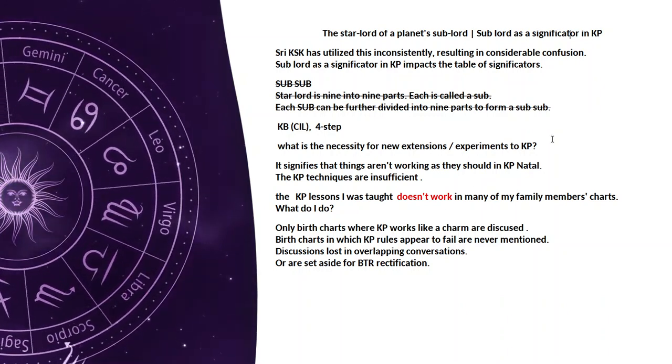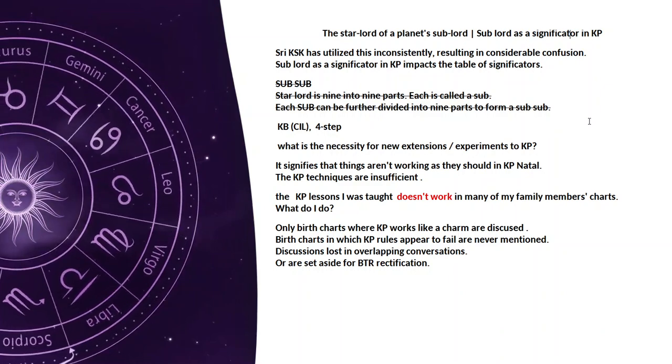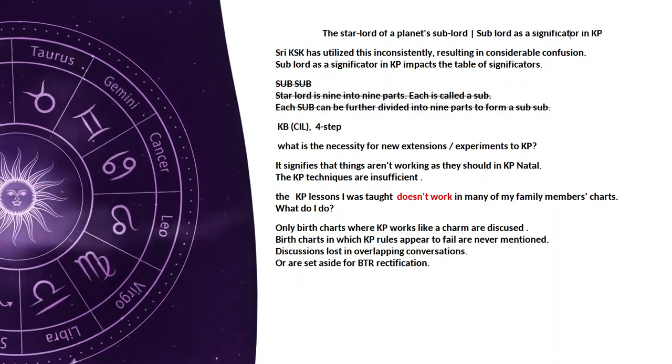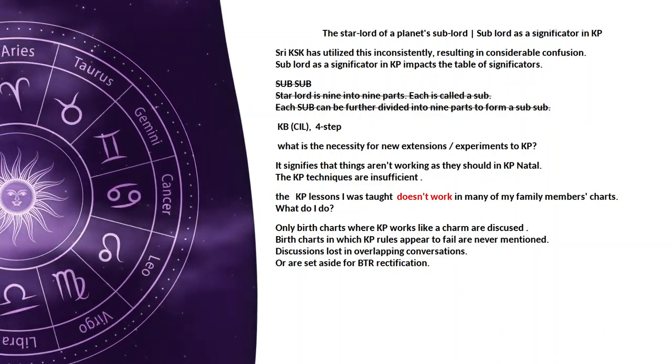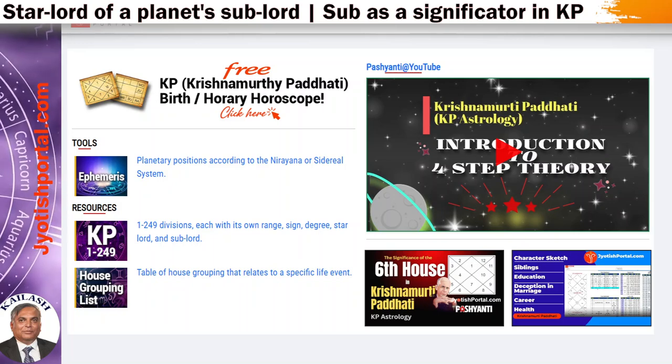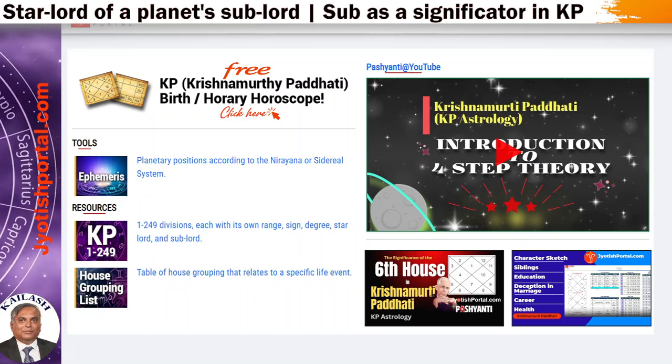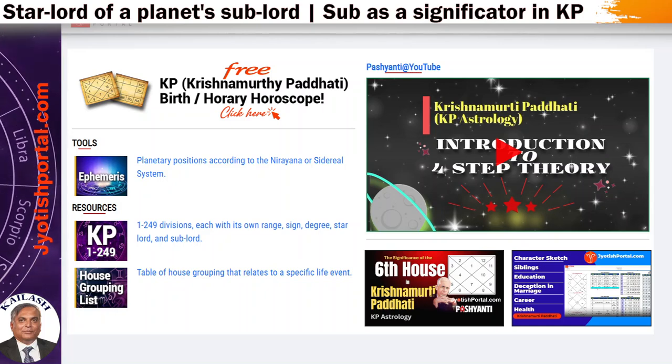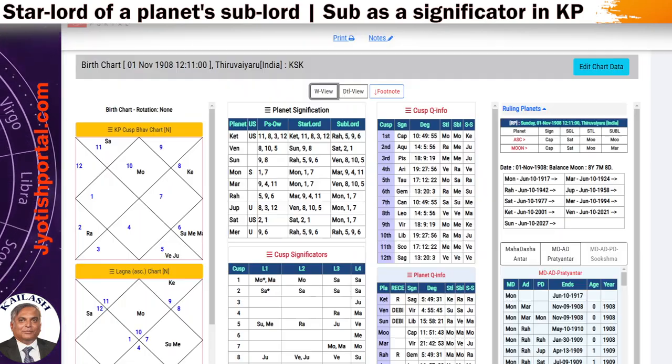So let's navigate to the Jyotish portal where we are going to prepare a birth horoscope. Now, when you are in the Jyotish portal and when you create a birth chart, the table of signification for the sublord as a significator is also given. So that I'm going to show you. So this is our example chart.